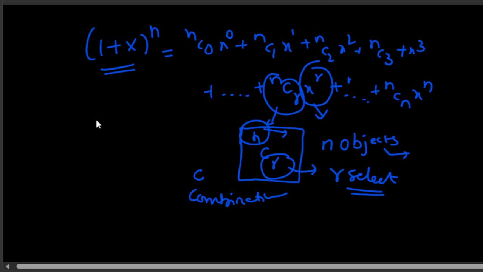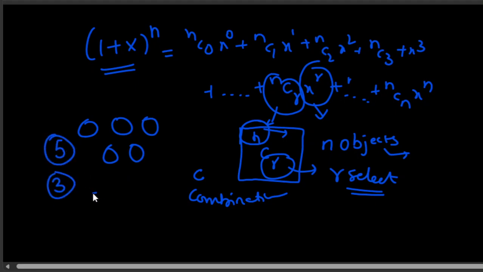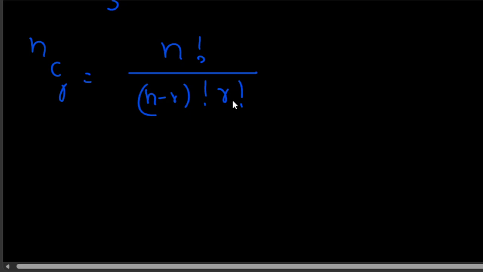For example, I have 5 objects and from these 5 objects I want to select 3. That is 5C3. So the nCr formula is nCr equals n factorial by (n minus r) factorial into r factorial. I hope you know what factorial means. n factorial is n into (n minus 1) into (n minus 2) up to 1, right? This is what factorial means.